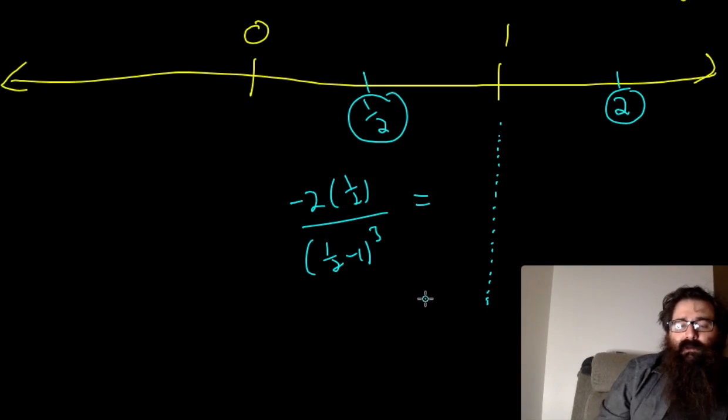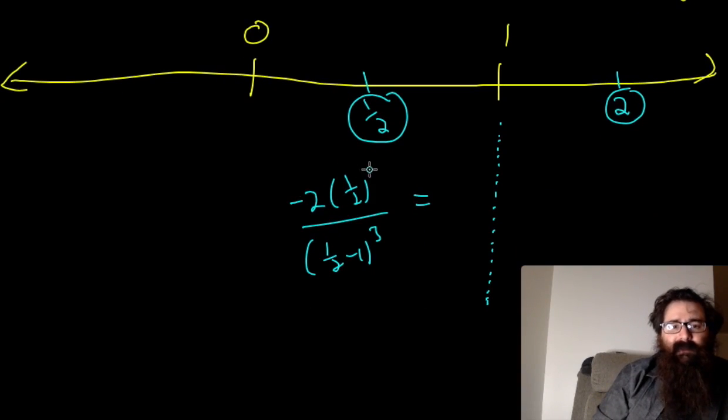So if I go here and determine if this is positive or negative, let's look at what happens in the numerator. A negative times a positive is negative, divided by 1/2 minus 1 is negative. A negative number cubed is negative as well. Negative divided by negative is positive overall.